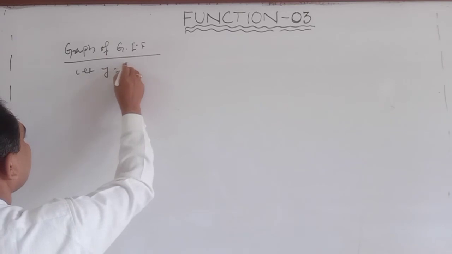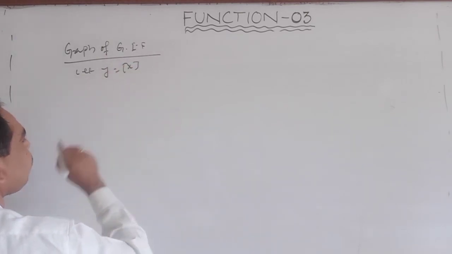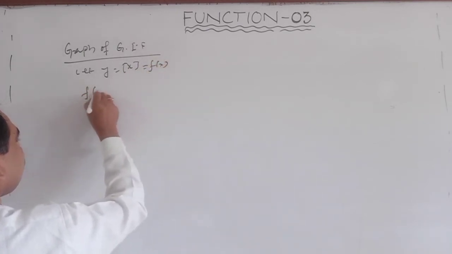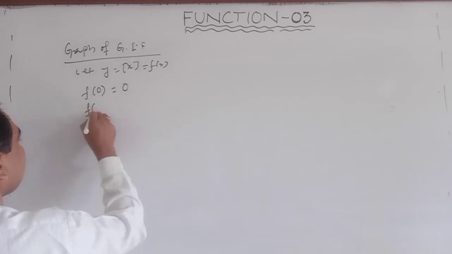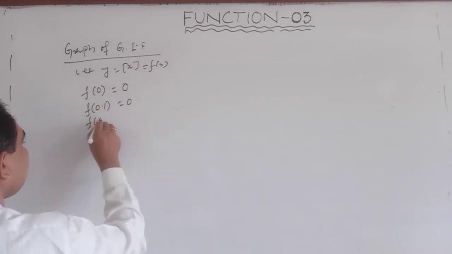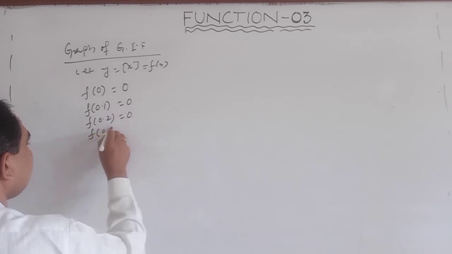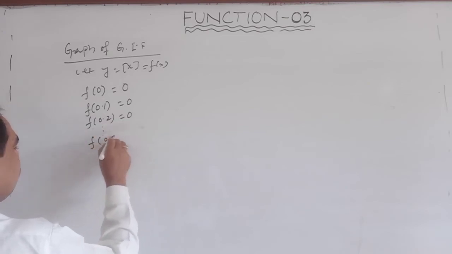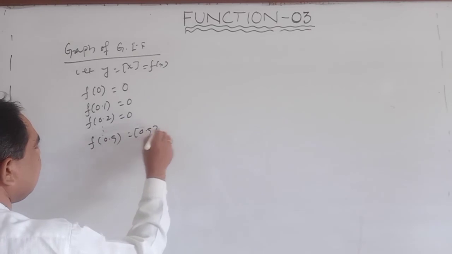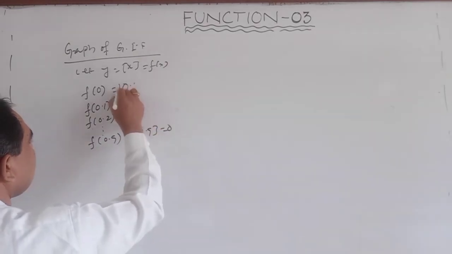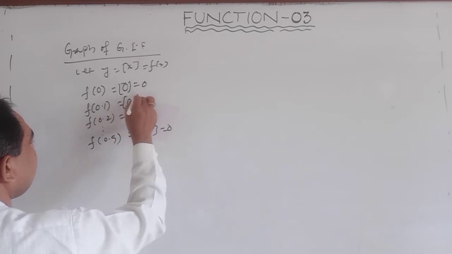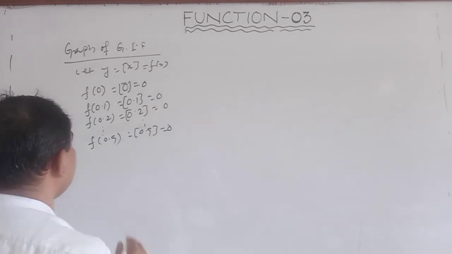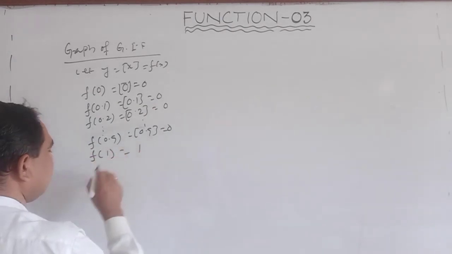y is equal to the greatest integer [x]. Okay, so f of x: f of 0 is [0] = 0, f of 0.1 is 0, f of 0.2 is 0, f of 0.9 is [0.9] = 0. So 0, 0.1, 0.2, all give 0. Okay, now f of 1 is 1.